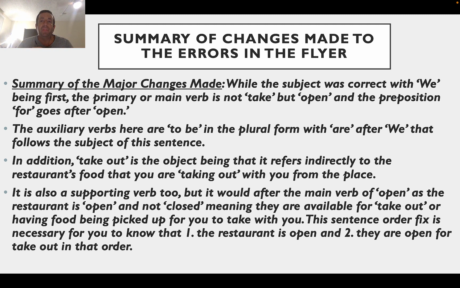So those are some of the major changes I want you to keep in mind. Remember your subject, your auxiliary verbs. Remember what the main verb is. Usually it goes first, and then the auxiliary verbs after. And then remember that takeout can be an object at the end of the sentence after the verb or verbs to refer indirectly to the restaurant's food that you're actually taking home with you. So remember that the sentence order fix is necessary because now you know the restaurant is open primarily and they are open for takeout in that order.